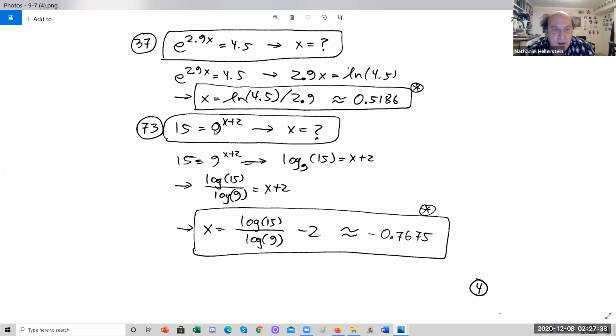Here we have 15 equals 9 to the x plus 2. For what x? All right, we take log base 9 of both sides. You get x plus 2 on the right and log base 9 of 15 on the left.